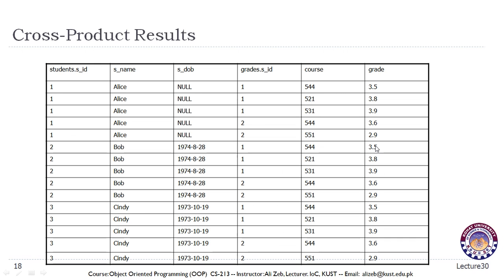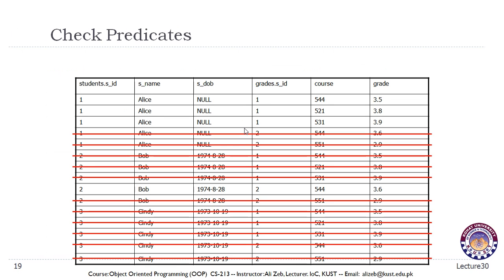Now when we run that query, initially the cross product of these tables will be returned. It will return all the data from the students table and all the data from the grades table. In the next step, it will match the student ID, as specified in the WHERE clause. It will match the student ID with the grades ID, where the student ID in the students table does not match with the student ID in the grades table.